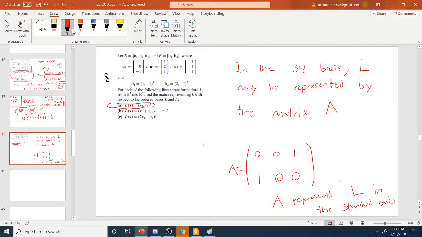So let's look at our picture, or rather our diagram. Here I'm going to have coordinate vectors in the basis E, and here I'm going to have coordinate vectors in the basis F. This is going to be R3E and R2F. And then down here I'm going to have R3 in the standard basis, and R2 in the standard basis. And I have my map A.